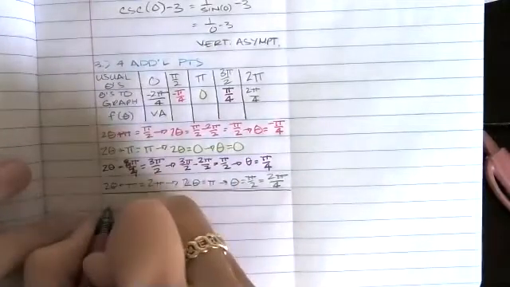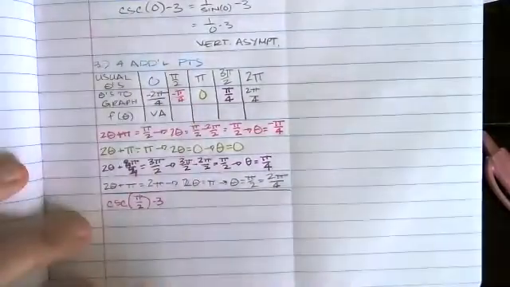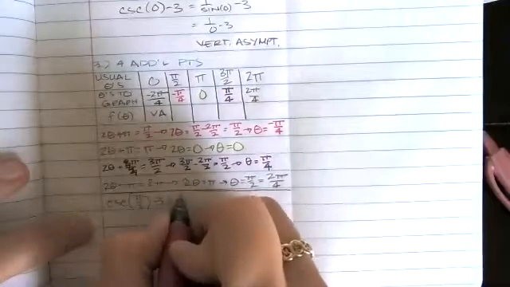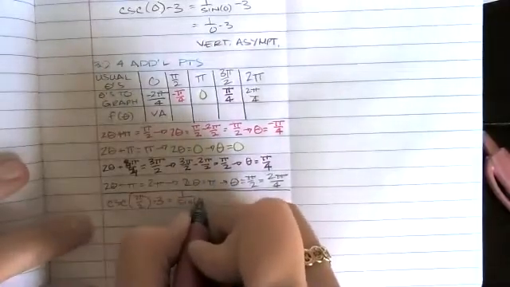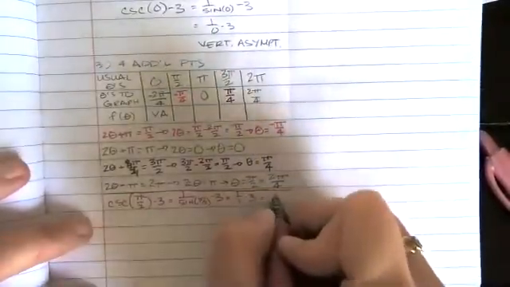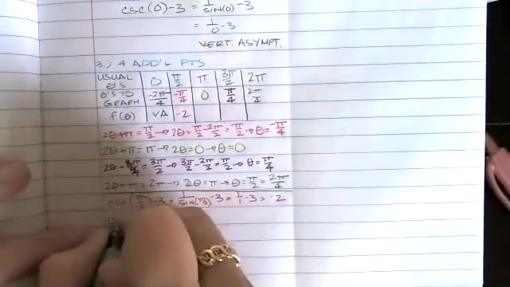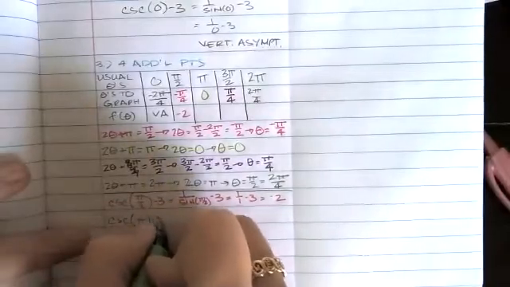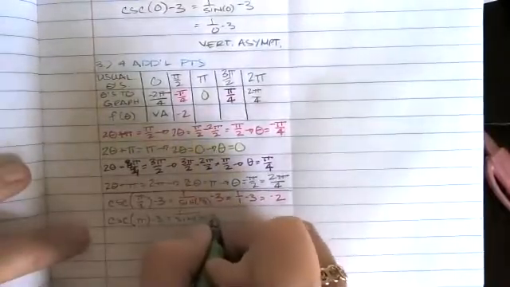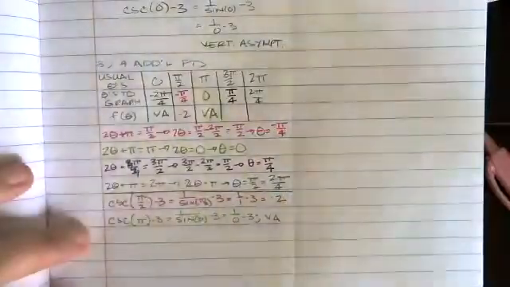let's see, where's our function? So the cosecant of pi over 2 minus 3. So the cosecant is 1 over sine. So this will be 1 over the sine of pi over 2. So this is 1 over 1 minus 3 is negative 2. The cosecant of pi minus 3 is 1 over the sine of pi. But the sine of pi is 0. So that gives us another vertical asymptote, which is good because we kind of have a pattern going here.